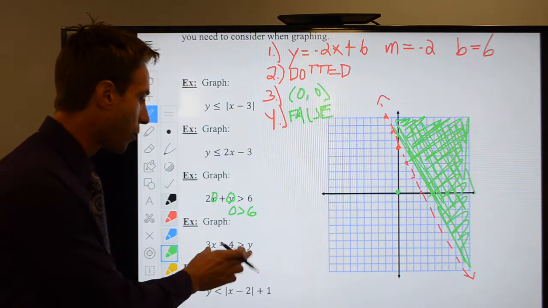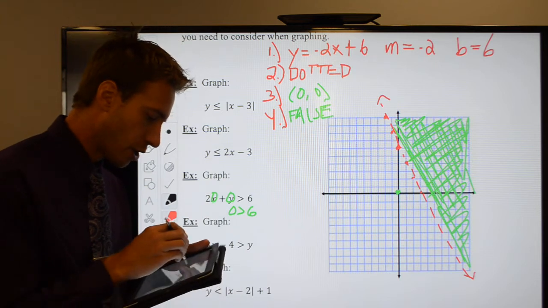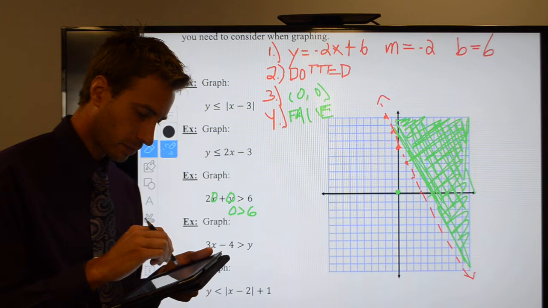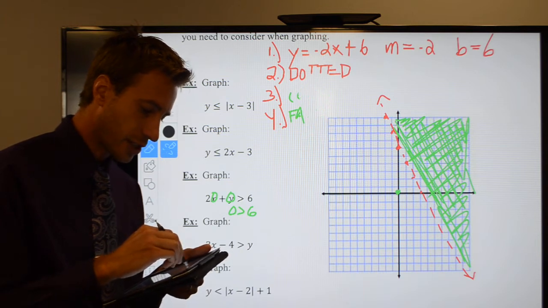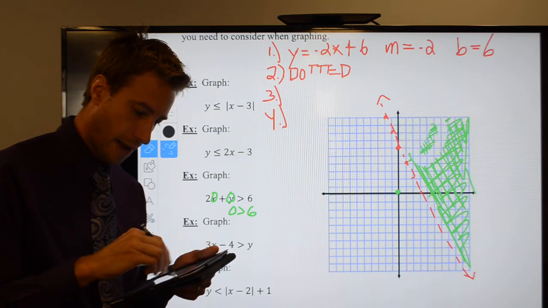Fantastic. Let's go ahead and do another one. Again, I've given you the equation in standard form, which is no good. We will need to change it, put it in slope-intercept form. That way I can graph the equation.